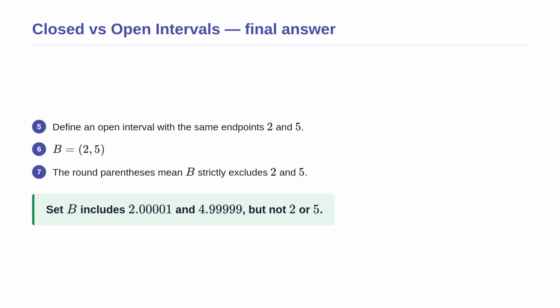Continuing with our endpoints, let us now define the open interval, which we will call set B. We write this using round parentheses around the 2 and the 5. These parentheses tell us that set B includes all the numbers strictly between 2 and 5, but it absolutely forbids the exact boundaries. It includes numbers as close as 2.00001, but the exact number 2 is excluded. On a number line, you would draw hollow circles at the ends. This distinction is vital for many calculus theorems.